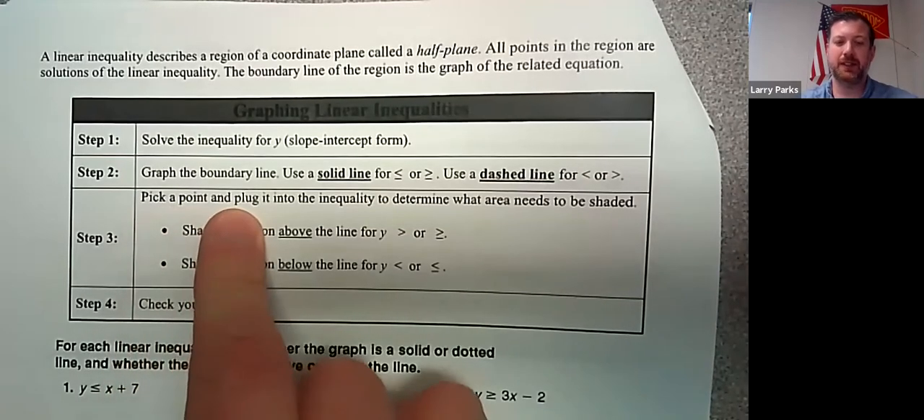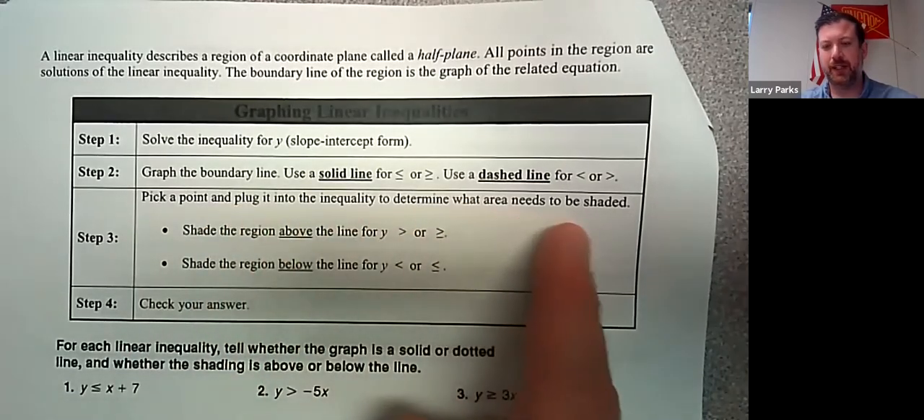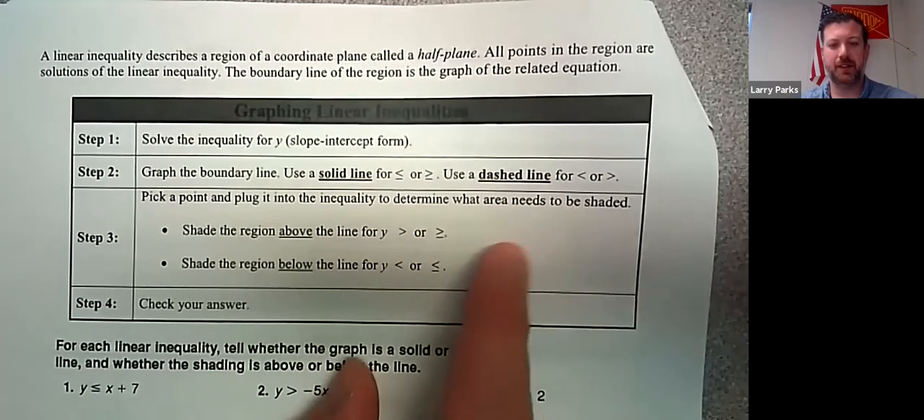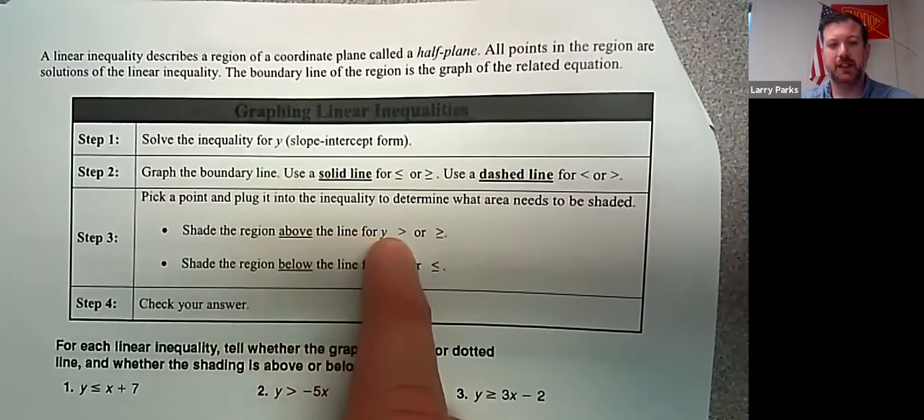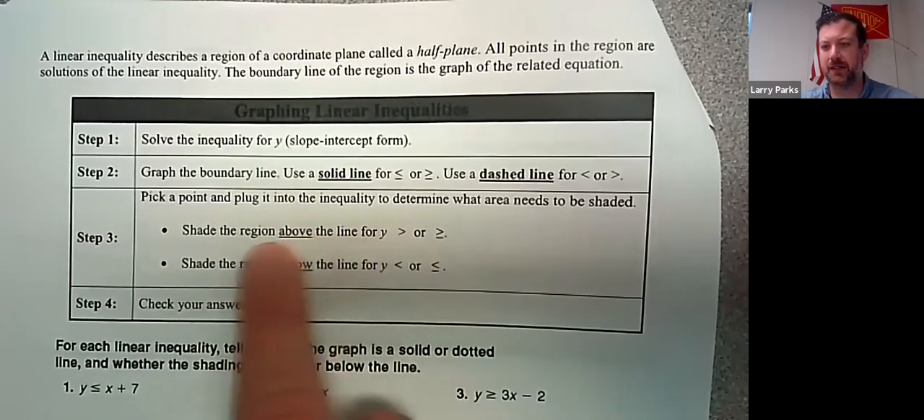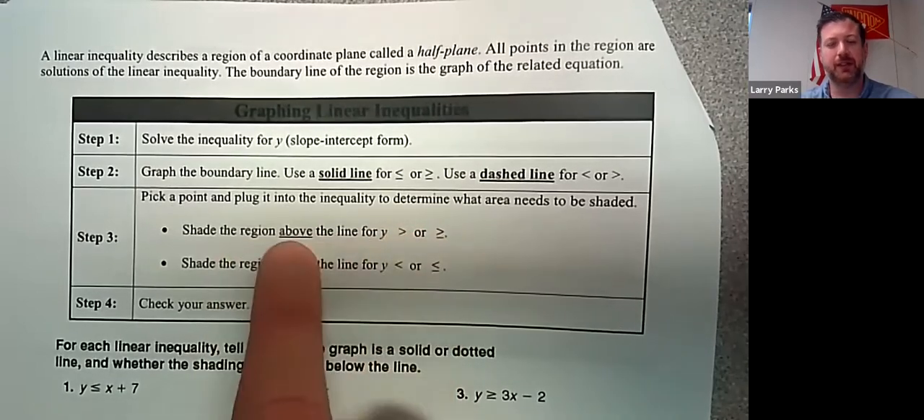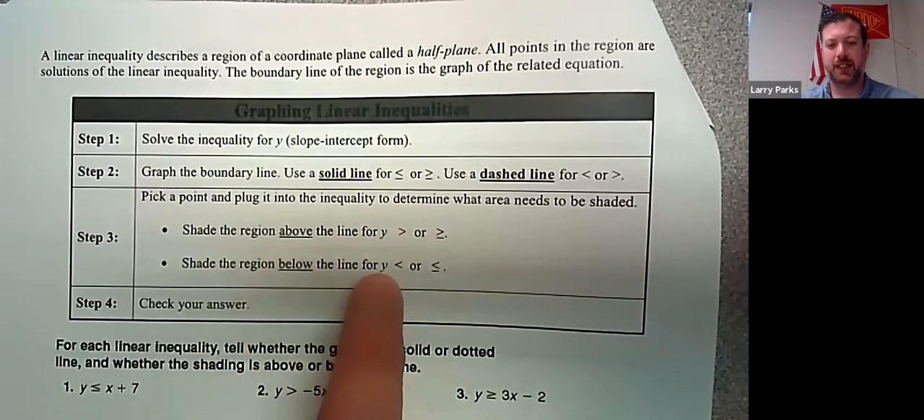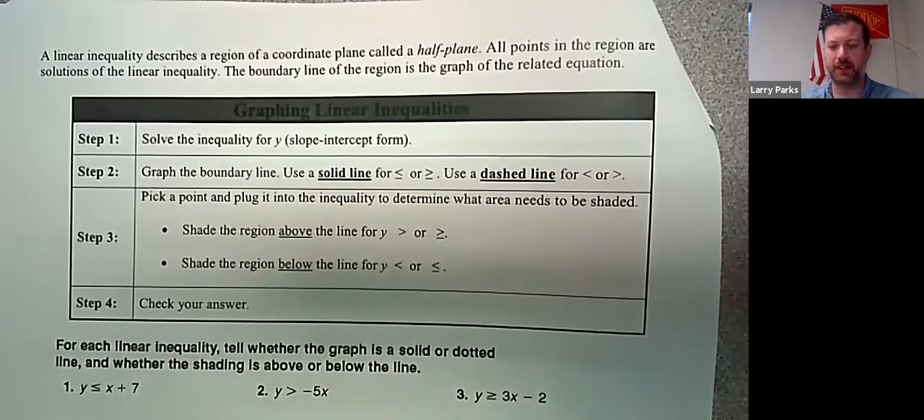Now, step 3, I think there's an easier way, but this is what they're suggesting. You pick a point and plug it in, and you decide what area needs to be shaded, and then you shade the region above the line. This step is what I would recommend. If y is bigger than or equal to, you shade above. If it's less than or equal to, you shade below. And you can check your answer.